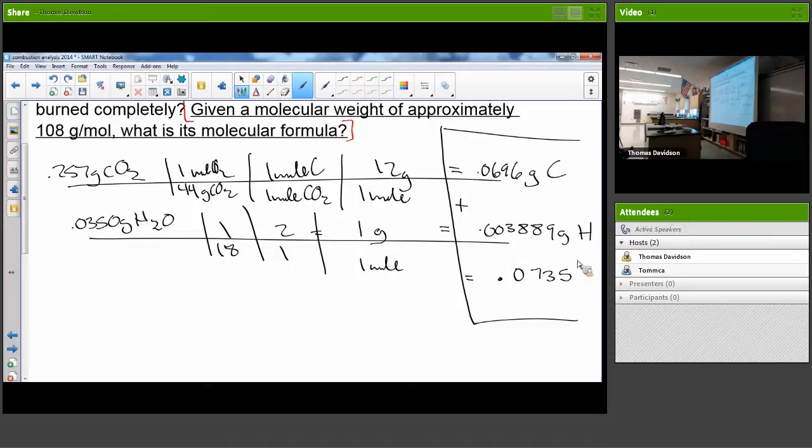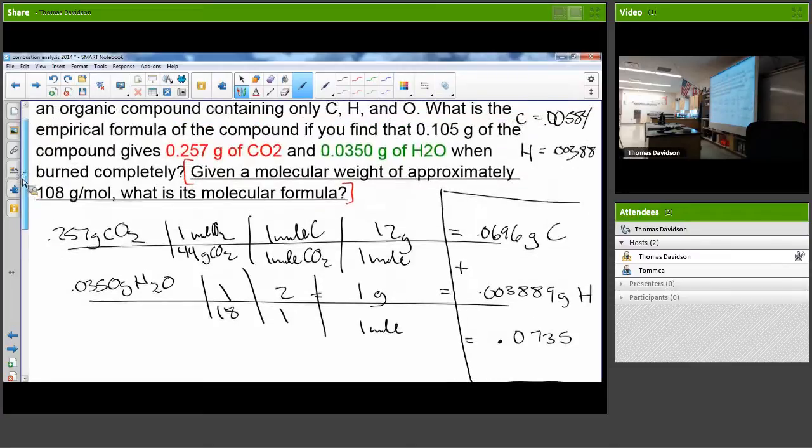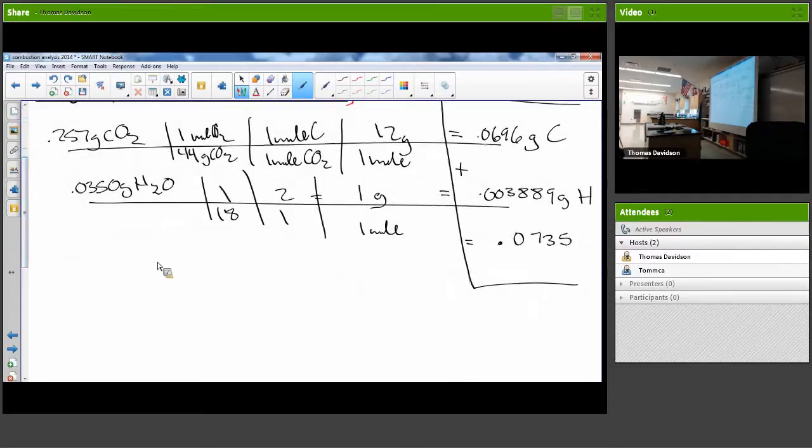A lot of people do all this right, but then they use that number incorrectly. They divide that by 16. But before you do that, subtract from your initial, right? So your initial is 0.105, and that equals 0.03. My fault.